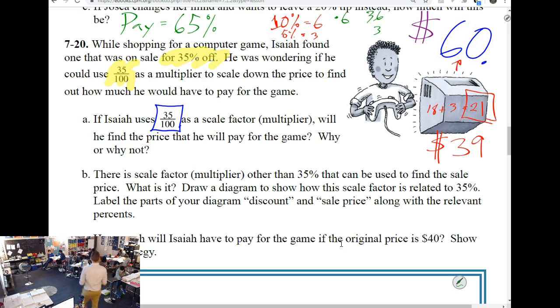What's our 10% here? $4. What's our 5% here? 2. So 60% would be 24, right? Plus another 5% is another 2. $26. This would come out to be $26.